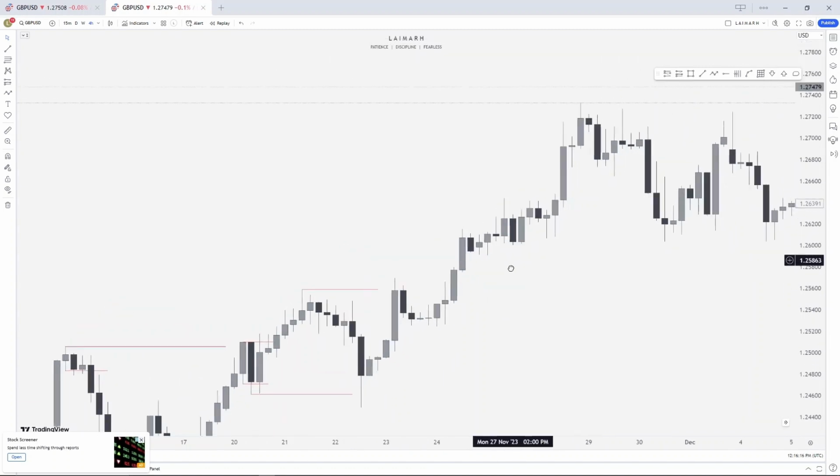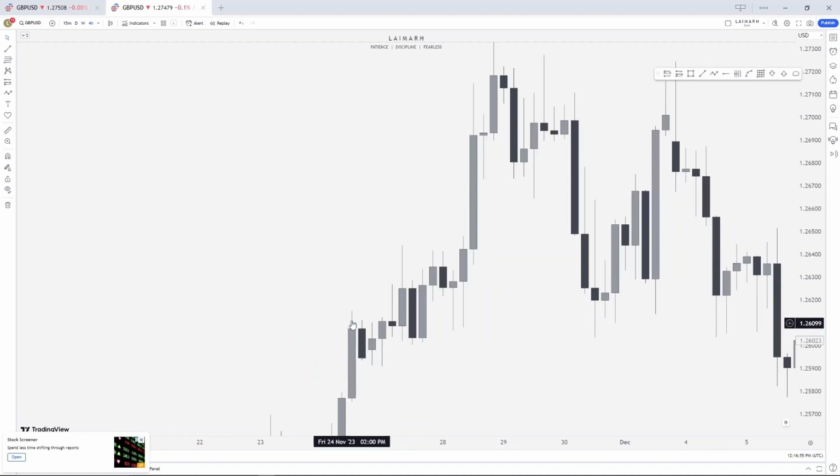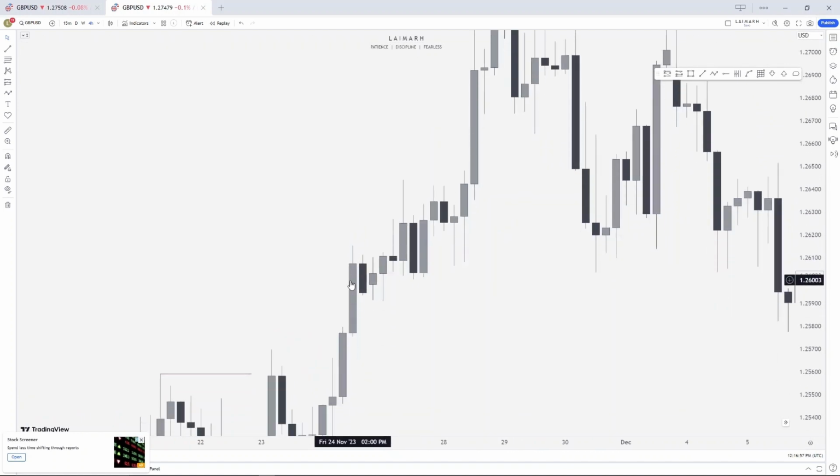Price moved to the upside. Look at what happened over here. This is the last candle. This is the last candle before the reduction, but the low was protected, but the high was taken. The two criteria didn't meet, so this is not considered a valid pullback.